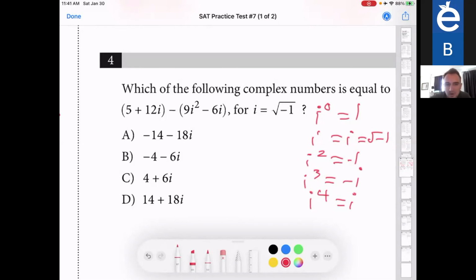So we want to rewrite this. We have a difference here, though, these products, of these parentheses here. So this subtraction sign means that this should be negative, but this should be positive. So let's just rewrite this. We have 5 plus 12i minus 9i squared plus 6i. Let's combine like terms here.